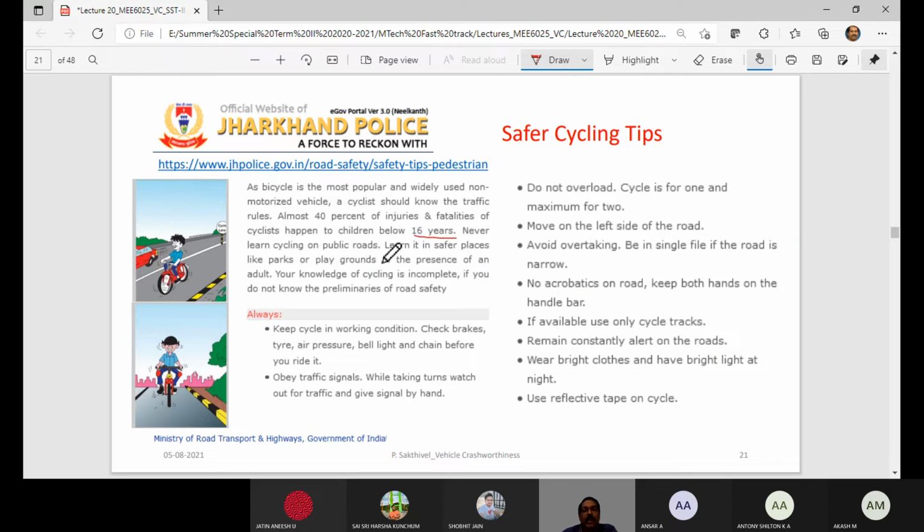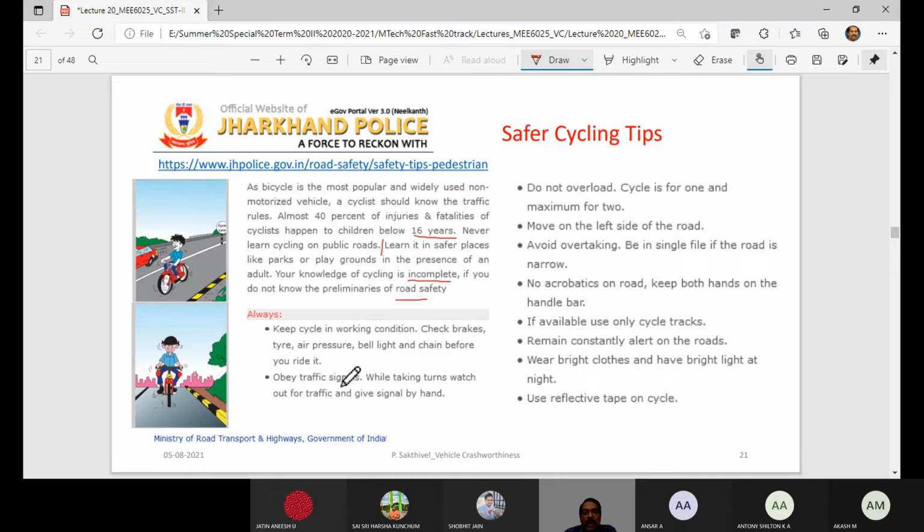Never learn cycling on public roads. Learning should not happen on the road. Go to the playground or school ground, and learn it in safer places like parks and playgrounds in the presence of an adult or parent. Your knowledge of cycling is incomplete if you do not know the preliminaries of road safety. It's not enough to say, I know how to ride, I can ride my bicycle even taking my hands off. All fine, joyful. But you should know some road safety, and we should educate our children for that.